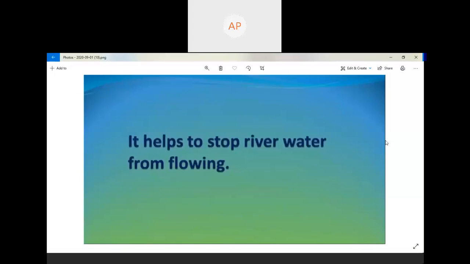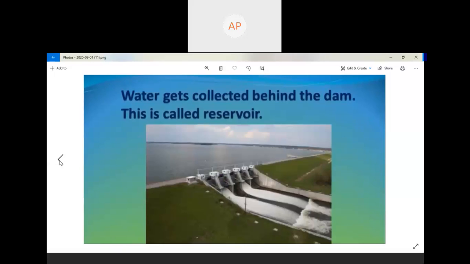So now we can see the uses of dams. It helps to stop river water from flowing. Then what are all the uses, children? It stores a large amount of water, which is called a reservoir. Yes, to generate electricity. Very good. To generate hydroelectricity. Yes, it is used for agriculture. That is irrigation. Yes, good.